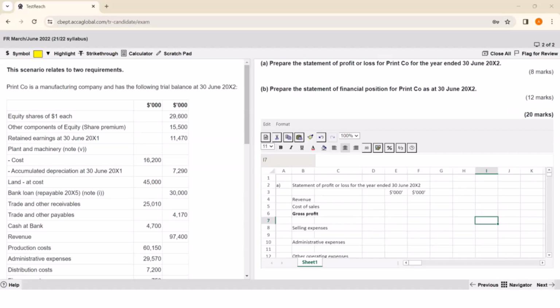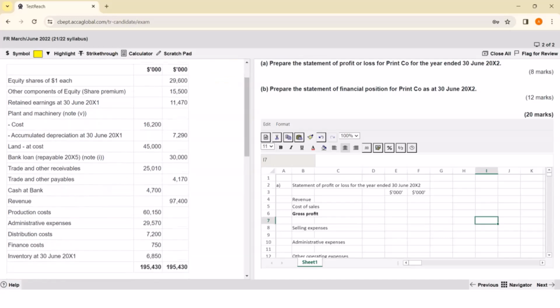Here we are in the ACCA practice platform. You can see when we start reading the question, this is the background information which is available. Print company is a manufacturing company and has the following trial balance at the date 30th June 20x2. Now, if I highlight this working, it's going to make my life easier because the financial statements are made at the reporting date and everything revolves around this particular date.